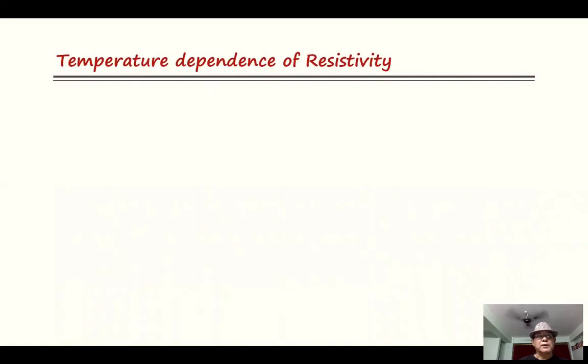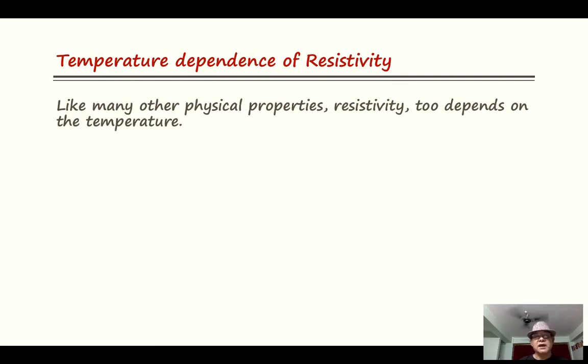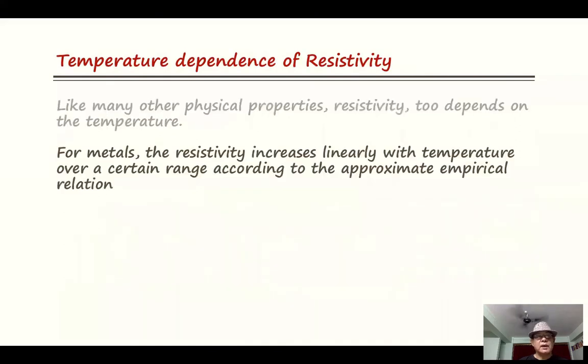Come to the topic, temperature dependence of resistivity. Like many other physical properties, resistivity too depends on the temperature. For metals, the resistivity increases linearly with temperature over a certain range according to the approximate empirical relation rho equal to rho naught within bracket 1 plus alpha within bracket T minus T naught, both the brackets closed.